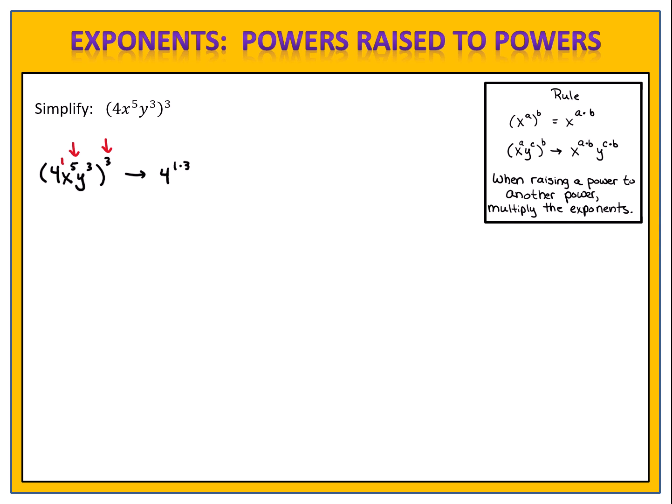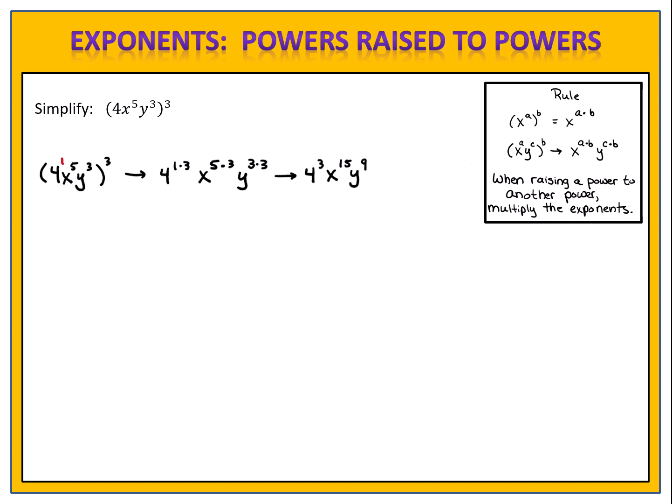Next, we'll deal with the x. X has an exponent of 5 times the exponent on the outside of 3, x to the 5 times 3. And finally, the base of y has an exponent of 3. 3 times the 3 on the outside gives us y to the 3 times 3. Now, we simplify the expression. We have 4 to the 3rd power, x to the 15th power, and y to the 9th power.